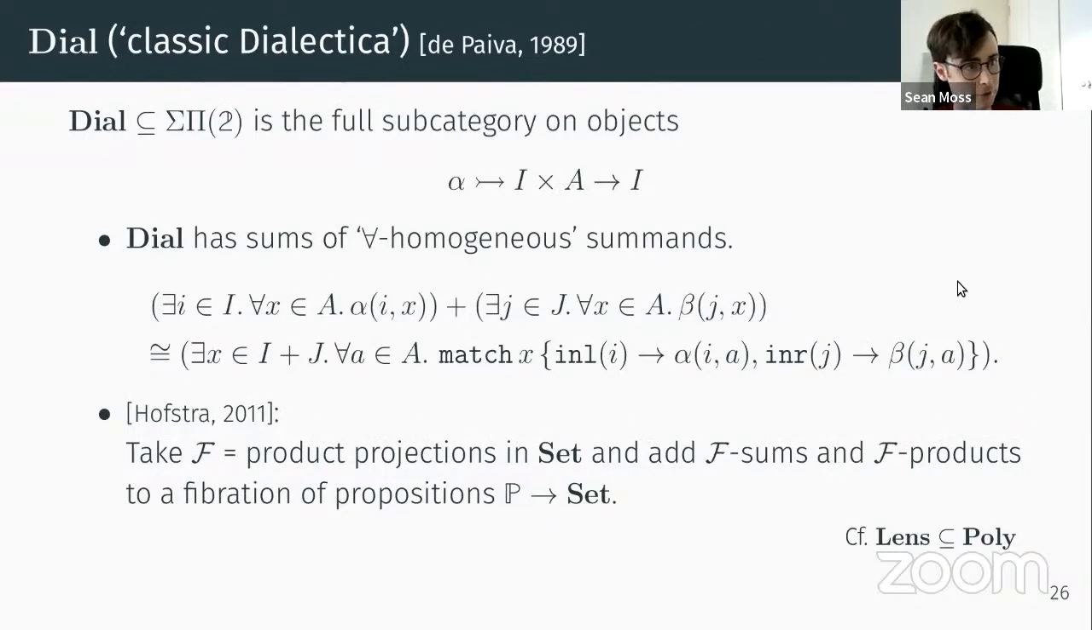Right, so the classic dialectica category, as I'll call it, going back to Valeria de Paiva in 1989, is a full subcategory of the thing we've just looked at. It's the full subcategory whose objects are just product projections instead of arbitrary polynomials, but together with an arbitrary predicate on the top. So instead of taking the free sum completion of pi of 2, it's like we started with pi of 2 and then only completed under homogeneous sums. So in dial, you can only add together things if the for all part agrees on both sides.